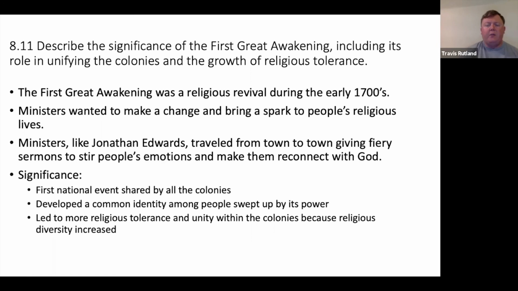So the First Great Awakening was a religious revival during the early 1700s. Ministers wanted to make a change and bring a spark to people's religious lives. Ministers like Jonathan Edwards traveled from town to town, giving fiery sermons to stir people's emotions and make them reconnect with God. Now, the significance of this, it's the first national event shared by all the colonies. All the colonies participated in the First Great Awakening. And it helped develop a common identity among people swept up by its power. It also led to more religious tolerance and unity within the colonies because religious diversity increased.